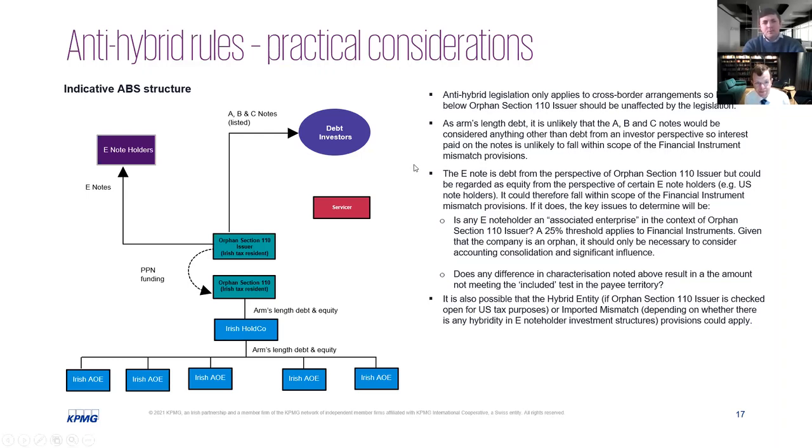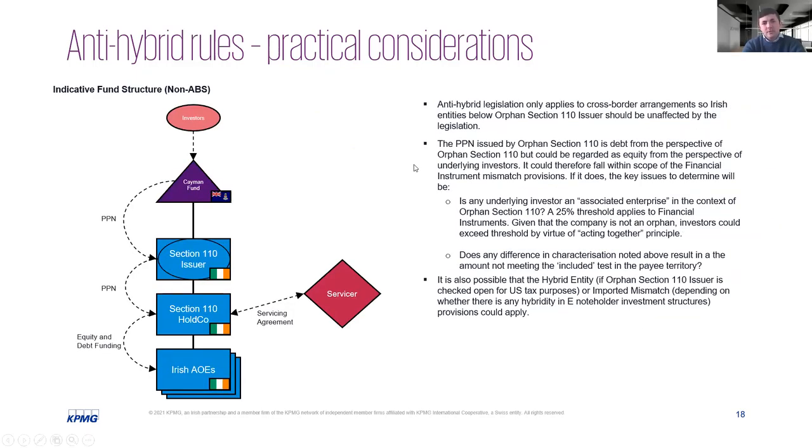Great, so moving on to our final example. I'm just going to touch on this one briefly. So here we have the investment, not an ABS here, but we have investment coming through a fund into a Section 110 issuer that flows down to a holdco, and then there's Irish aircraft owning entities.